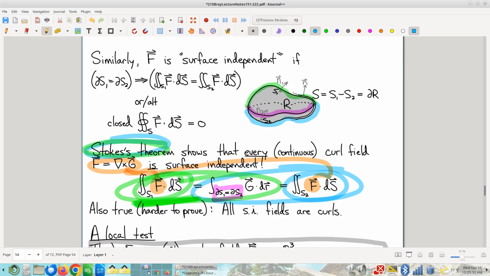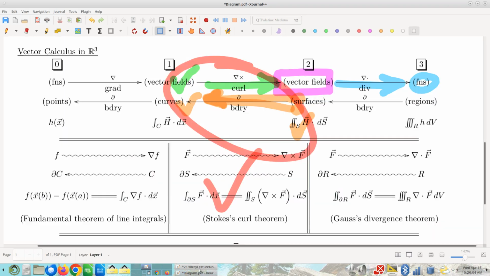And so, yeah, sure enough, green does equal blue because they're both equal to the same boundary circulation of the anticurl, and therefore we have surface independence. And so as the diagram predicted, this is one of the big takeaways here, and why I'm showing you this argument: the diagram predicted that this is how the argument would go down.